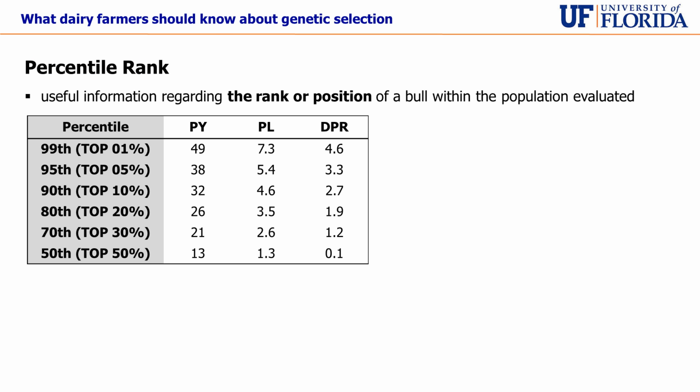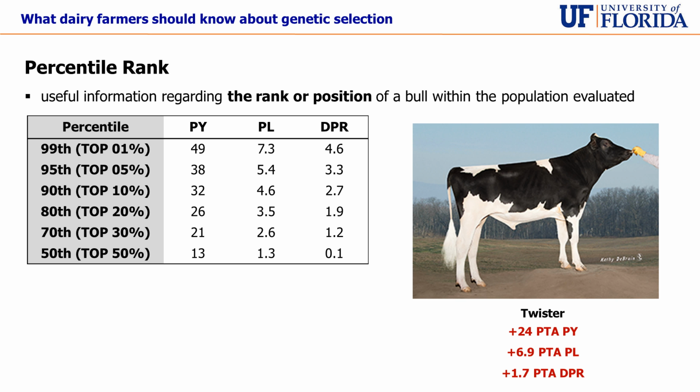So this is the table of percentiles in Holstein for 3 different traits: protein yield, productive life, and daughter pregnancy rate. And let's say that we are in front of this bull, Twister. These are the PTAs of Twister: plus 24 for protein yield, plus 6.9 for productive life, and plus 1.7 for daughter pregnancy rate.